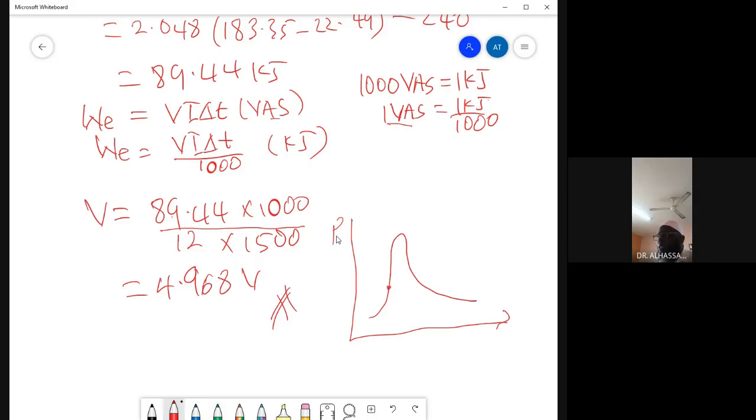The initial state of the fluid is saturated liquid, so this is state 1. And the final state is a saturated liquid-vapor mixture, and it is supposed to be here. This is state 2. And because this is a constant pressure process, that's the solution to this particular question. Is there any question so far? And this is the solution to that question.